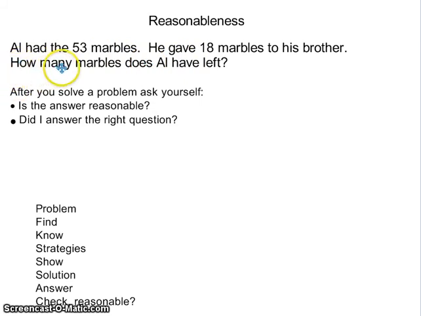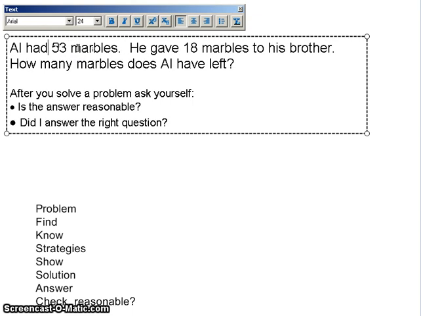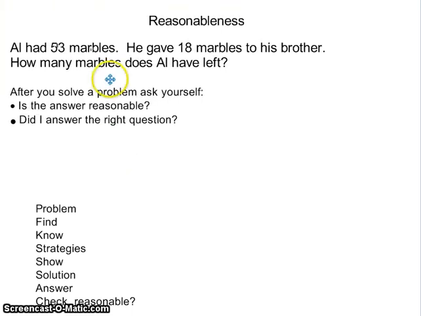Al had the 53 marbles. He gave 18 to his brother. How many marbles does Al have left? Looks like I made a mistake typing this problem from the book. It should just say Al had 53 marbles. He gave 18 marbles to his brother. How many marbles does Al have left?